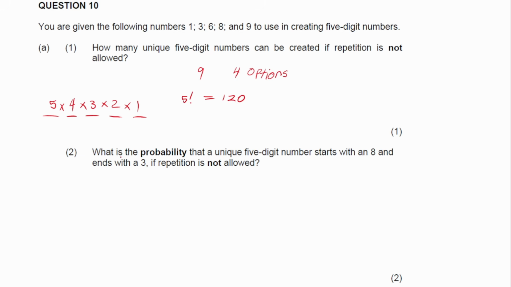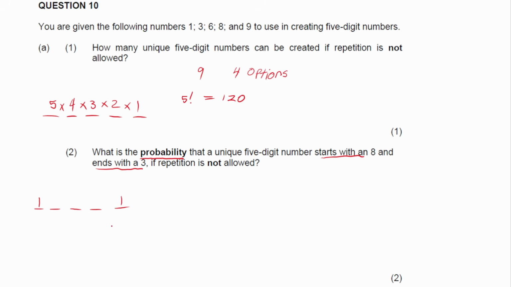So now they say, what is the probability? Important, working with probability now, that a unique 5-digit number starts with an 8 and ends with a 3. So we have to start with an 8 and end with a 3. And repetition is not allowed. So again, we do our placeholder thing. And we have to start with an 8. So how many options do we have for our first place? We only have one option. It has to be an 8. And similarly, at the end, how many options do we have to end with? Only one. We can only end with a 3.